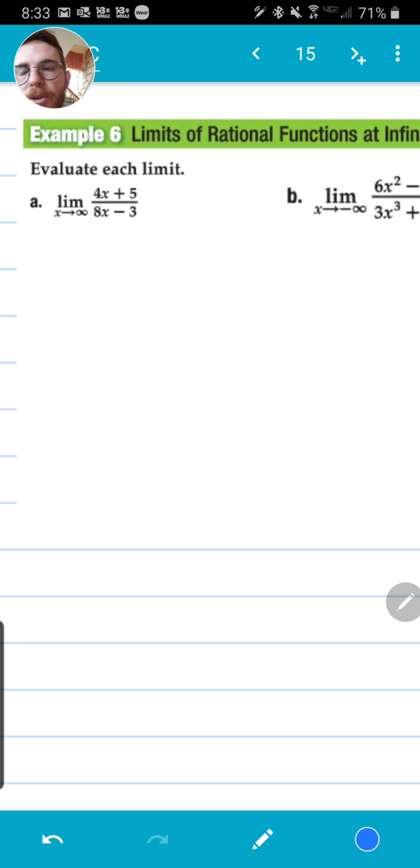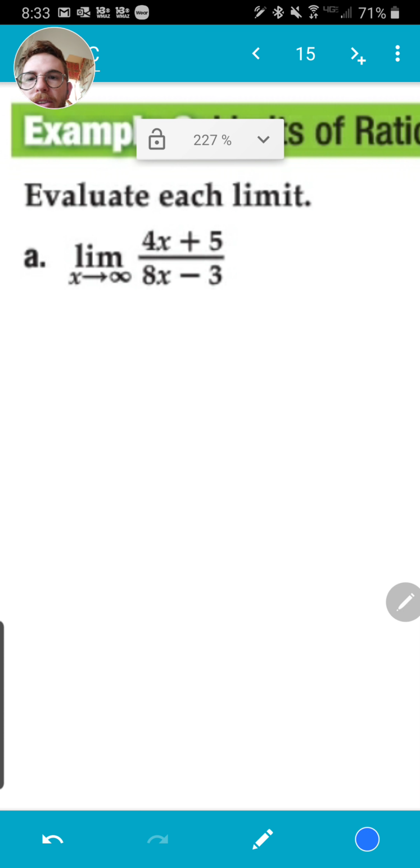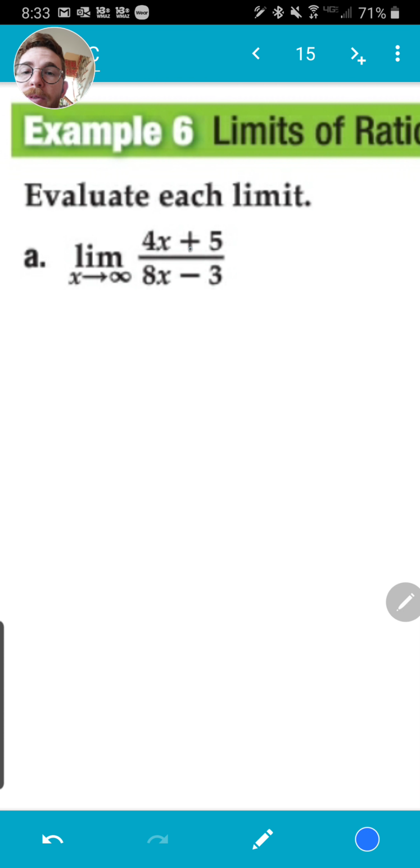So this first one right here, we have the limit as x approaches infinity of 4x plus 5 over 8x minus 3. Now, in the world of infinity, as x is approaching infinity, we're putting an infinity in for x, right? Think direct substitution here. 4 times x, 4 infinities. 4 times infinity, 4 infinities plus 5.